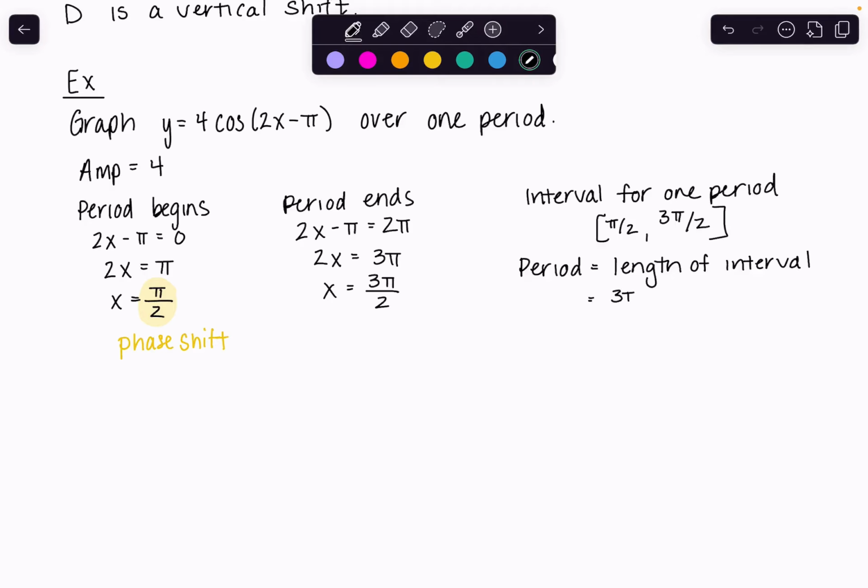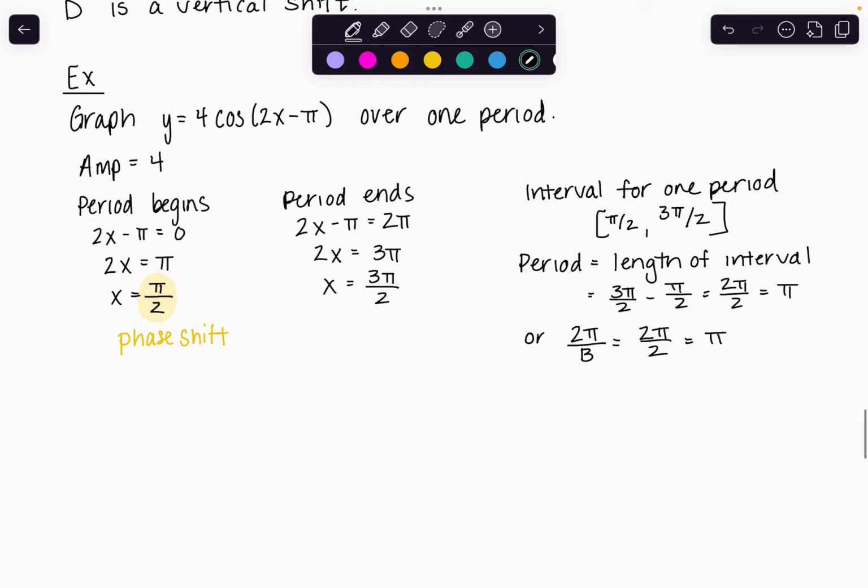So it's the ending value minus the initial value. 3 pi over 2 minus pi over 2 is 2 pi over 2, which is pi. Or again, the period is 2 pi over b. The value of b in this case is 2. So 2 pi over 2 gives you a length of pi, okay? So our phase shift is pi over 2.